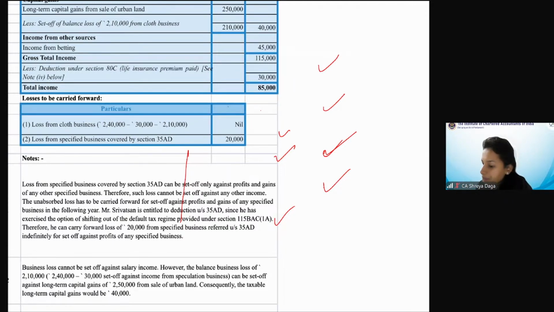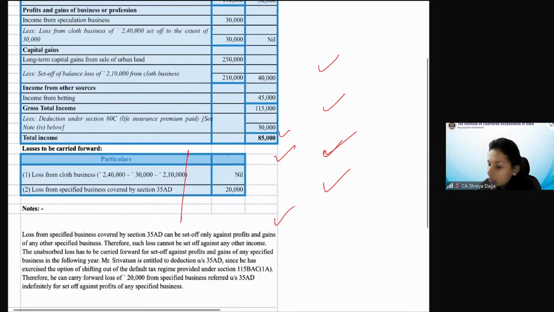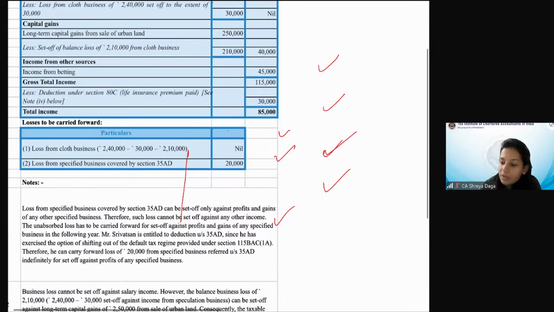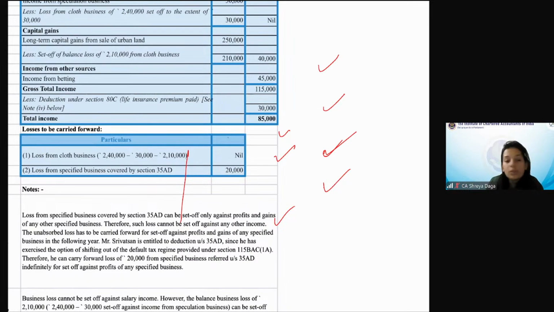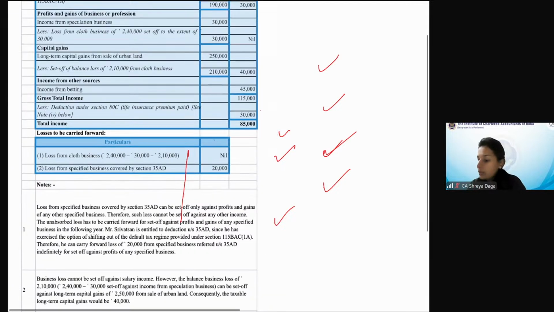Okay. So everybody has understood the total income calculation and the losses to be carried forward. Cloth business loss is completely used, one for specified business and one for capital gain. Loss from speculation business you could not use; that you have to carry forward. Question 9 is also done then.